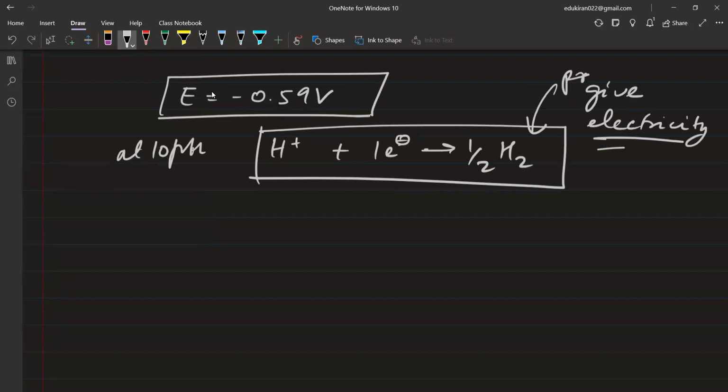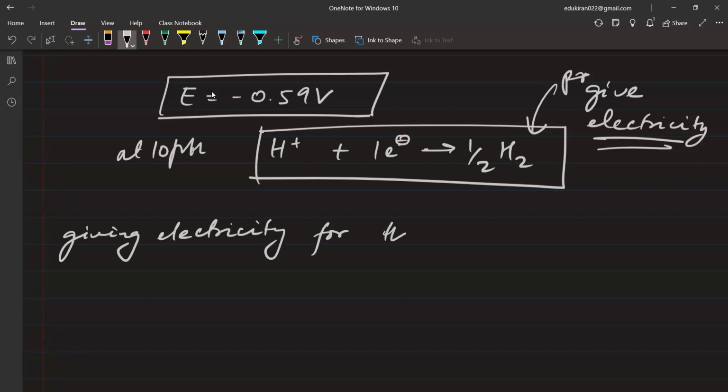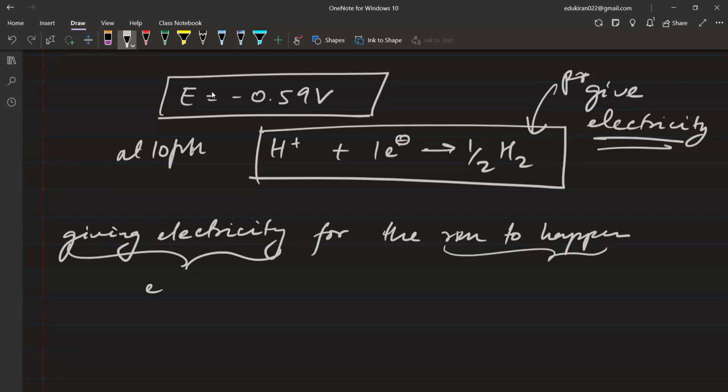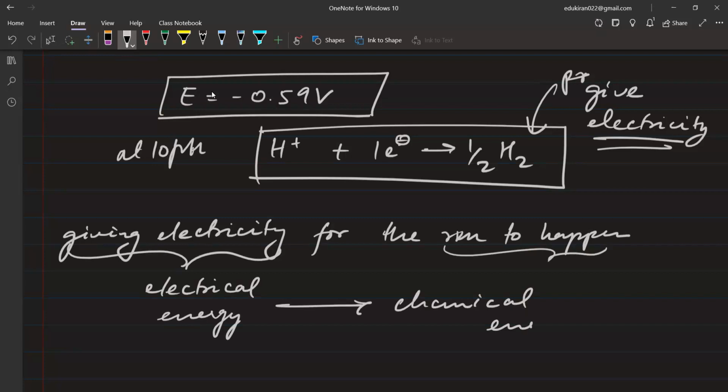See? Now, again, what you're doing here, you're giving electricity for the reaction to happen. Okay. Now, what is happening? Electrical energy is going to change and it is going to convert into chemical energy. So, क्या बोलेंगे? We are using electrical energy and it is going to change into chemical energy.